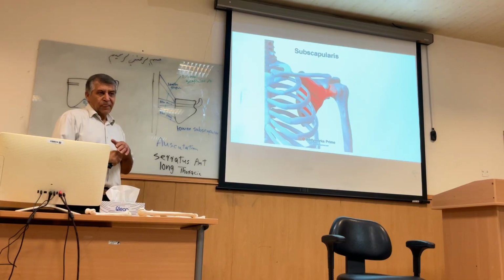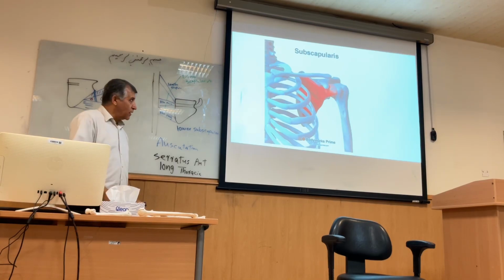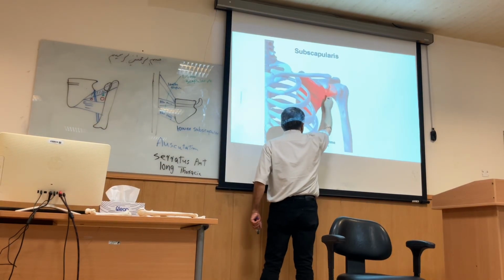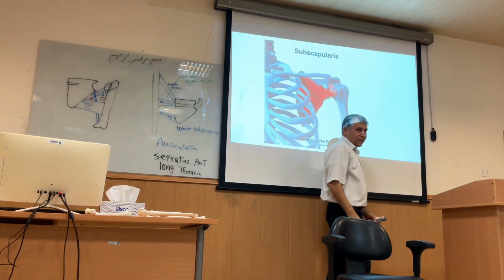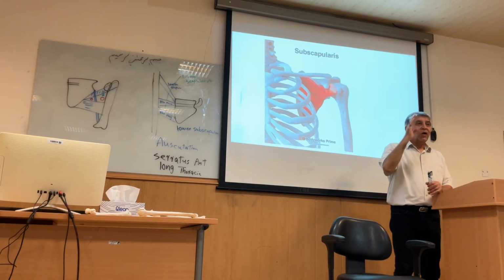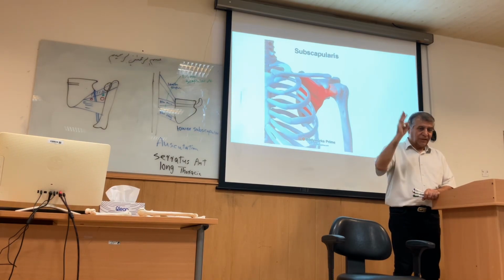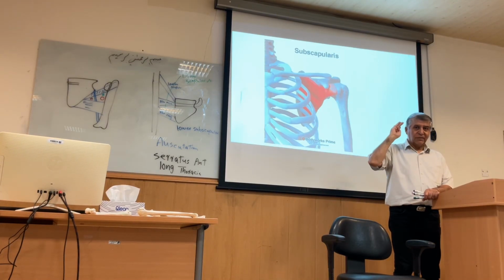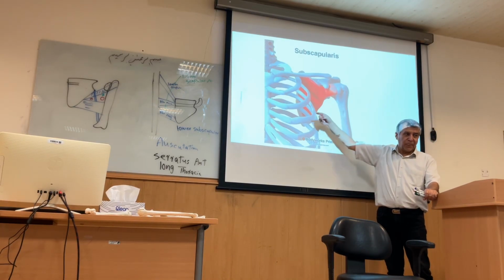Function of this muscle: medial rotation and adduction. Four muscles are involved in medial rotation and adduction: latissimus dorsi, teres major, pectoralis major, and subscapularis. Okay?